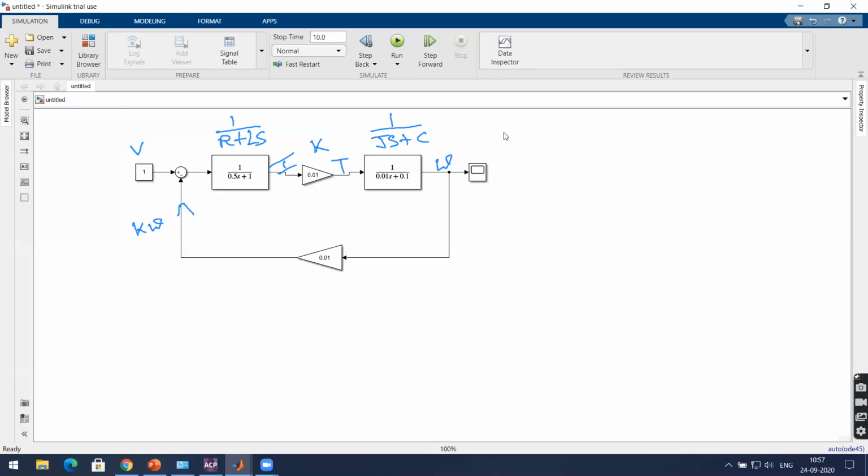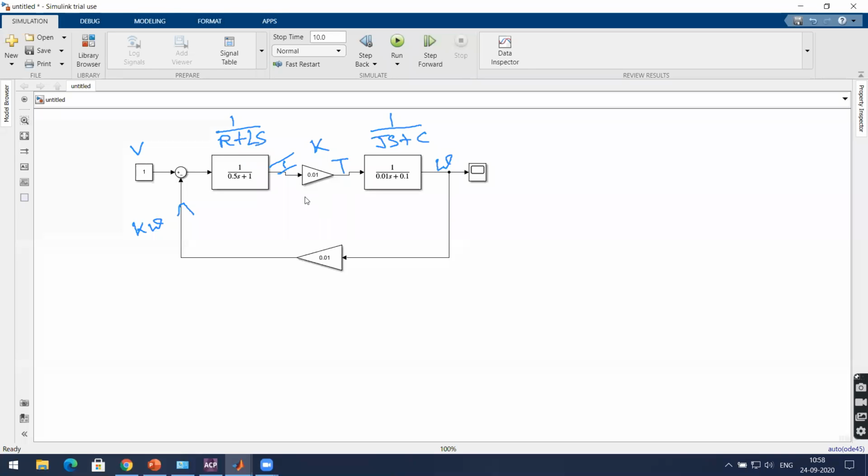Also, this is more understandable. This is the electrical part, this is the mechanical part. Mechanical part means the rotor rotating, it has a moment of inertia, and it has some friction. So that is the mechanical thing. And what is the electrical part? The resistance and the inductance is the electrical part.